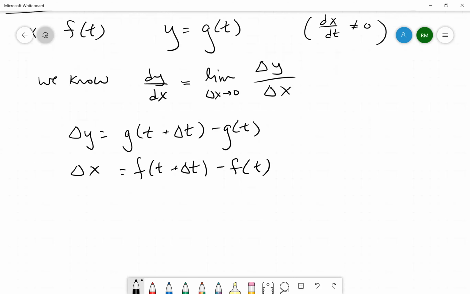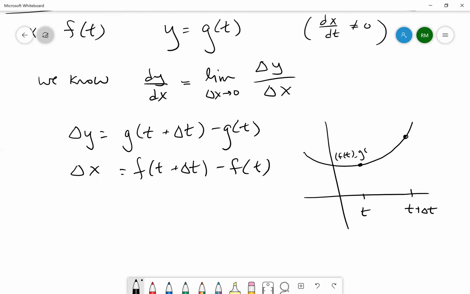So let's say I have a parametric curve. This is time t. This is time t plus delta t. This is the point f of t, g of t. And this is the point f of t plus delta t, g of t plus delta t. And we see that the change in x is right here, and the change in y is right here. And you get the exact expressions I wrote above. So what does this tell us?